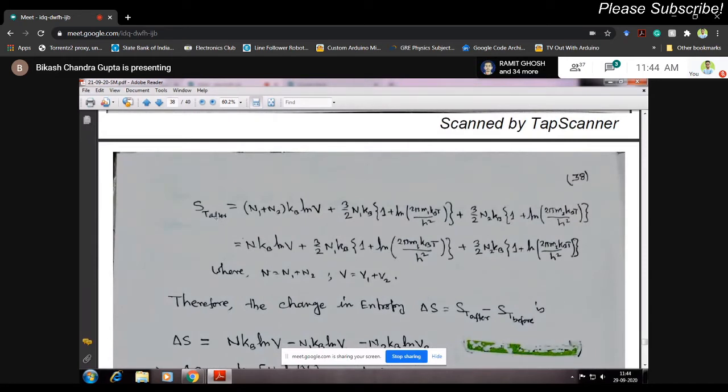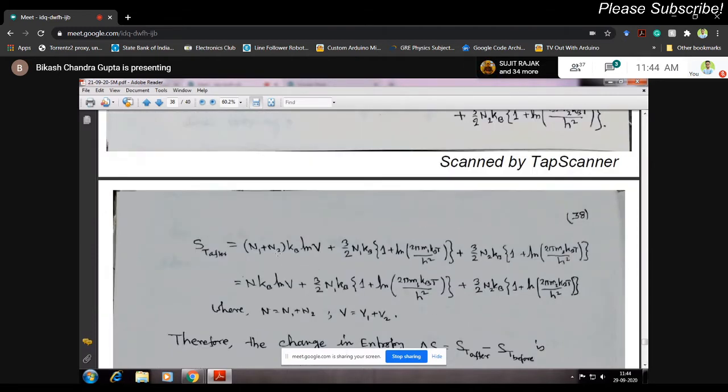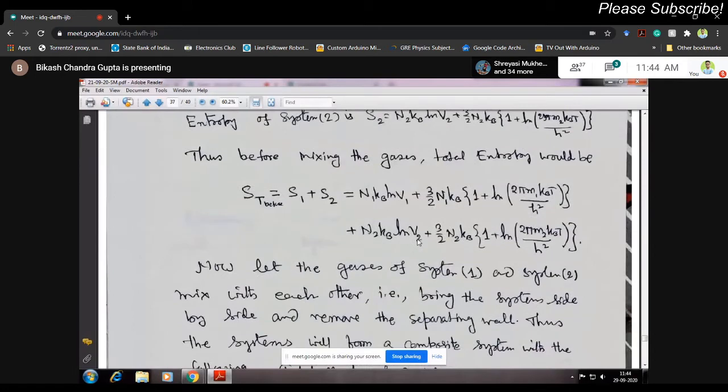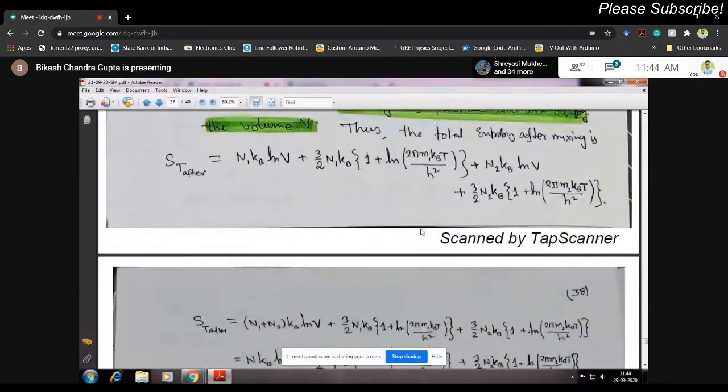Yes, the total entropy after mixing is (n1 plus n2) kB ln V plus 3/2 n1 kB (1 plus ln this) plus 3/2 n2 kB (1 plus ln this), and therefore n1 plus n2 is N. So I am writing the expression this way. So please check if these expressions are correct. S1 plus S2, it has nothing to do actually. Just you can simply note down that, and now you just check.